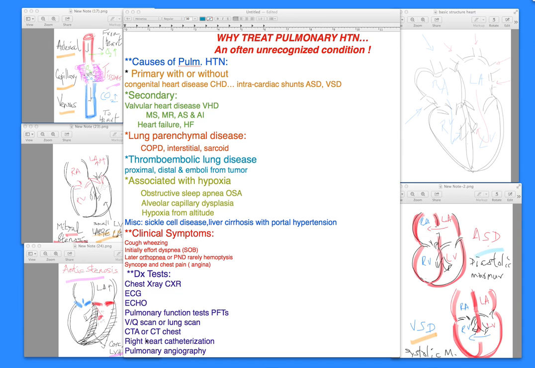And the diagnostic tests, as I have enumerated, and the conditions, as I mentioned here, include mitral and aortic valve disease, intracardiac shunts, and left ventricular failure, as I've shown in the right upper panel here.